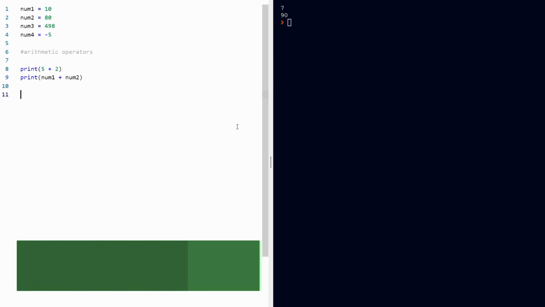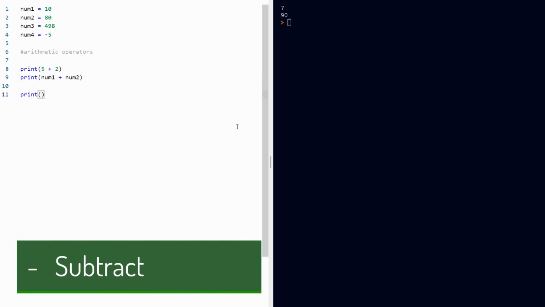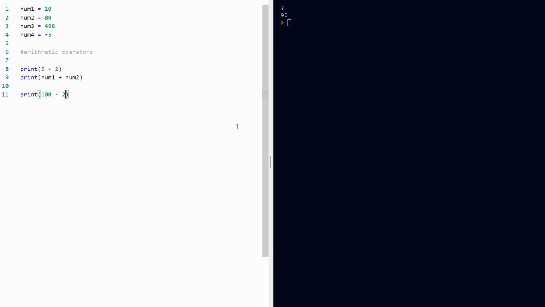We can also subtract numbers. So let's have another print statement. This time I'm going to do 100 take away 25. When I run it, it carries out the calculation and it gives me the answer 75. And again, I could do the same thing using values that are stored in my variables up the top. So let's say num3 take away num2, and it gives me the answer 418.